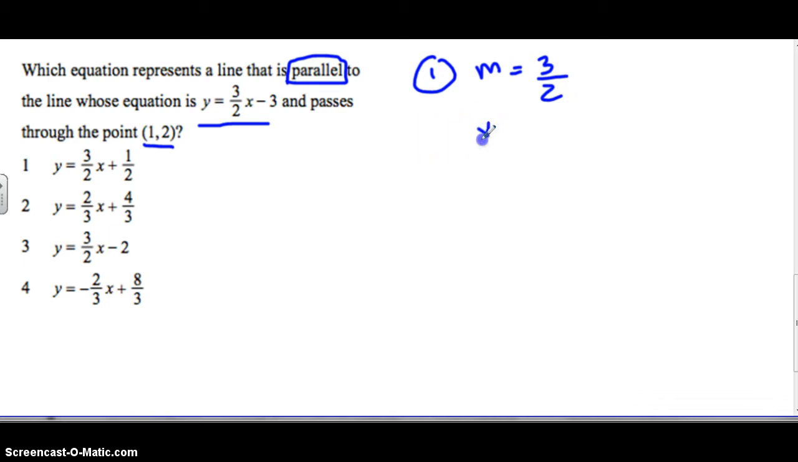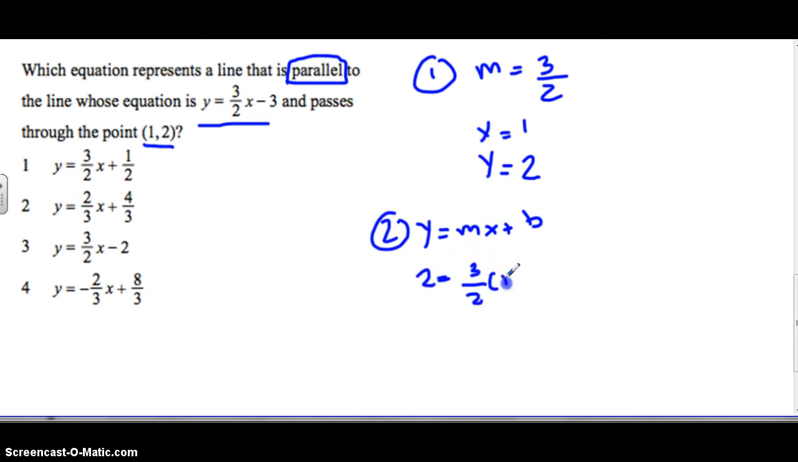Step 2, we're going to identify our x and y. Our x is going to have to equal 1. We're just getting it from this point. It's going to have to pass through 1. And our y is going to have to equal 2. The second thing is just to write out y equals mx plus b and substitute everything in. So we know y is equal to 2, equals 3 halves for m times 1 plus b.